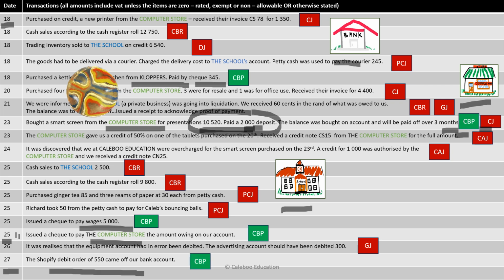Then we get a bank statement and there's a debit order. We need to record that debit order just to make sure that we reconcile with the bank statement. We will eventually do a bank reconciliation statement. Actually, let me repeat that. We will do a bank reconciliation at a later stage.